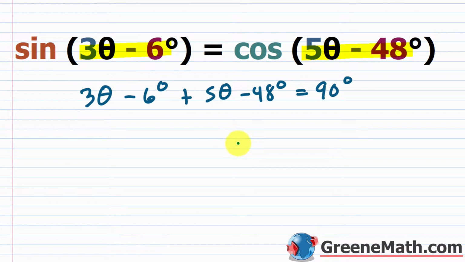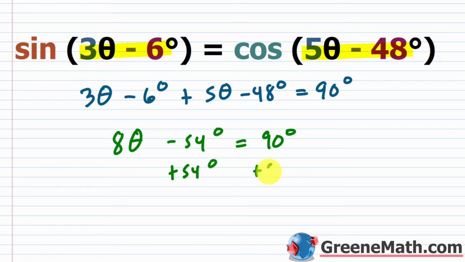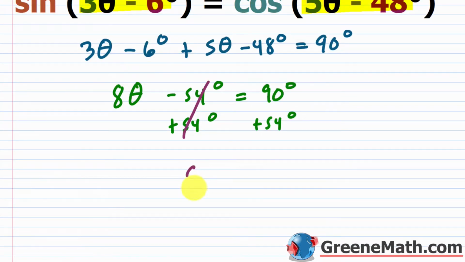And what I'll do here is say that 3 times theta plus 5 times theta, that's 8 times theta. And then negative 6 degrees minus 48 degrees, that's going to be negative 54 degrees. And then we have this is equal to 90 degrees. Let's add 54 degrees to both sides of the equation. Let's cancel that away from over here. And what you're going to have is 8 theta is equal to 90 degrees plus 54 degrees. That's going to be 144 degrees.